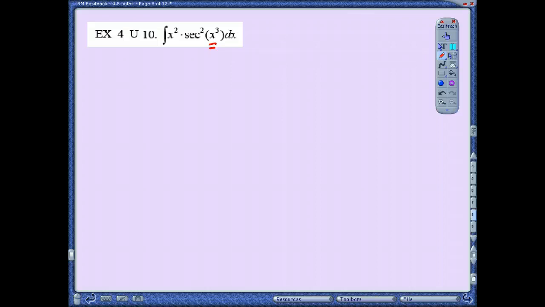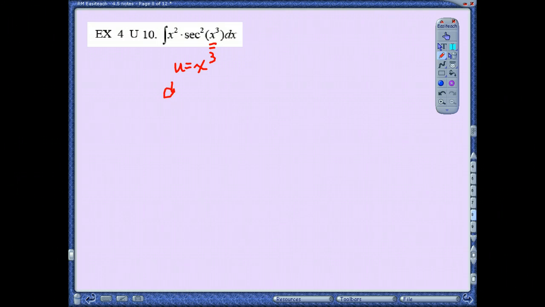Well, I see secant squared, and I'm thinking, well, wait a minute, secant has a power, but wait, you know how to integrate secant squared. So secant squared is not the problem. The problem is my angle. So that's what u has to equal.